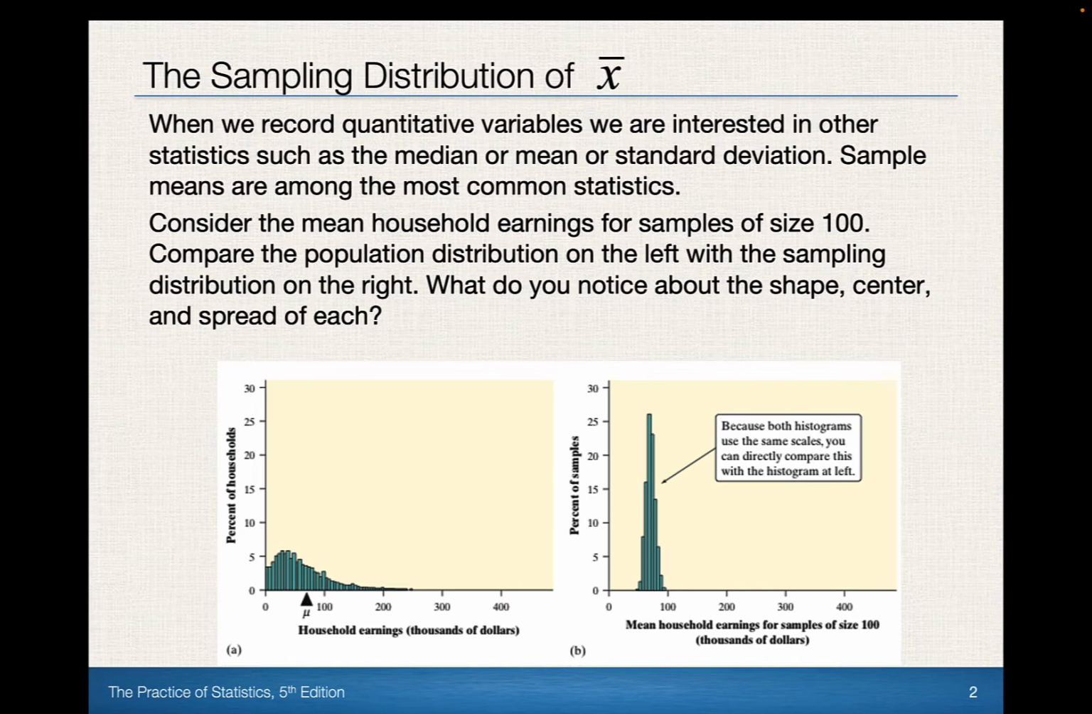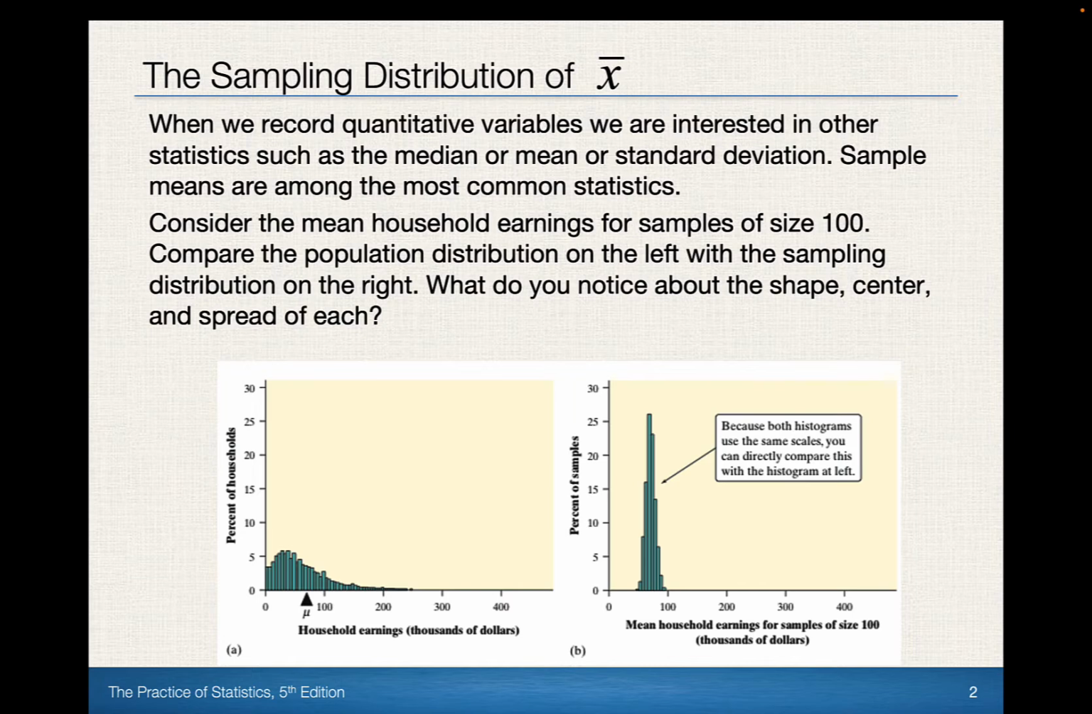Now, when you look at it, you can see two things are abundantly clear. When you look at the population distribution on the left, you can see that this could arguably be skewed to the right. And you can see on the diagram, they've actually indicated where the mean is. However, when you take a look at the sampling distribution on the right, you can see that this looks approximately normal, certainly symmetric at minimum, and with conditions satisfied, we could certainly argue that it is approximately normal.